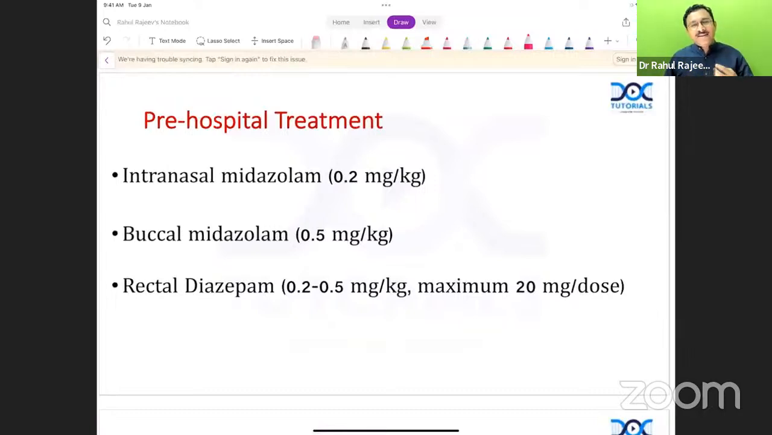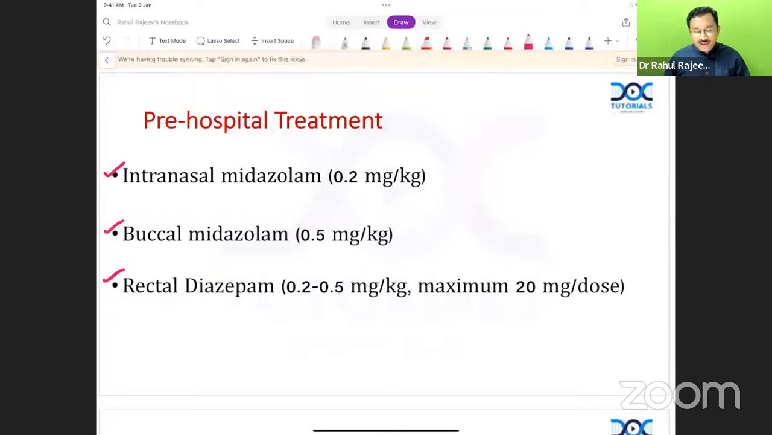And of late, it is highly suggested that you can give pre-hospital treatment, especially even by the paramedics. That is, you can give the patient intranasal midazolam, which will help to abort the seizure, at a dose of 0.2 mg per kg, buccal midazolam at a dose of 0.5 mg per kg, or rectal diazepam, which you get as a rectal gel as well, 0.2 to 0.5 mg per kg, maximum of 20 mg per dose.